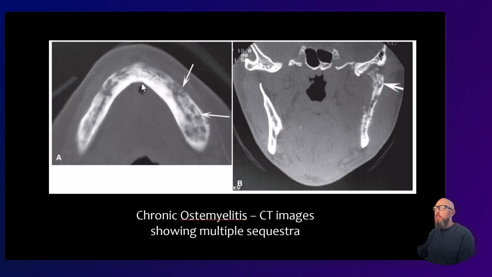Here's your axial slice of a mandible. We have this kind of alternating sclerotic and lucent lesion, these hyperdensities mixed with hypodensities. And these arrows indicate small little sequestra of bone. So what is a sequestrum?